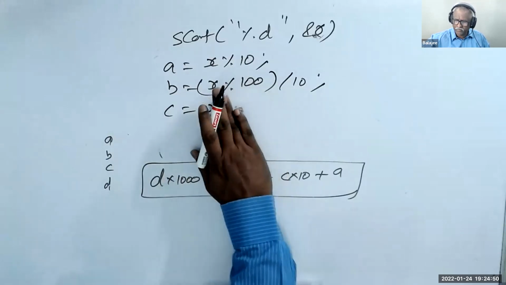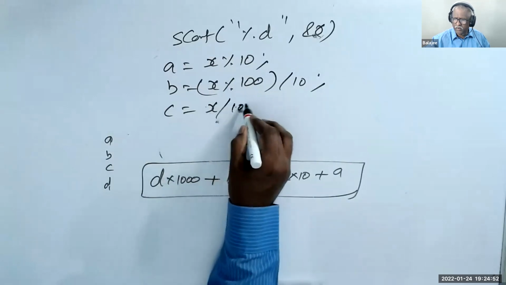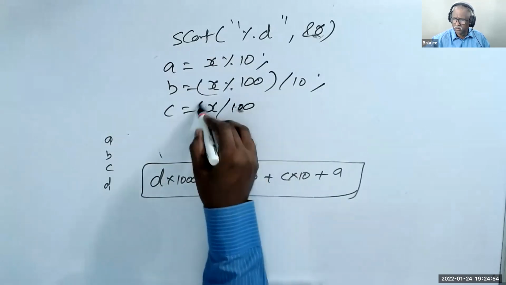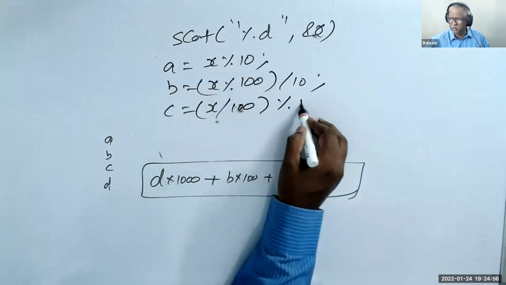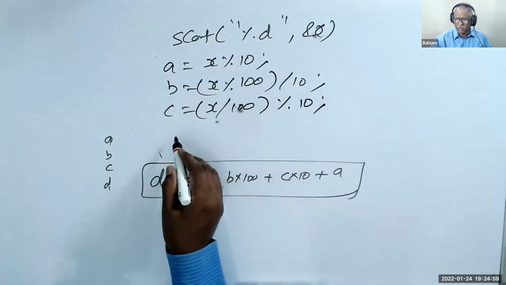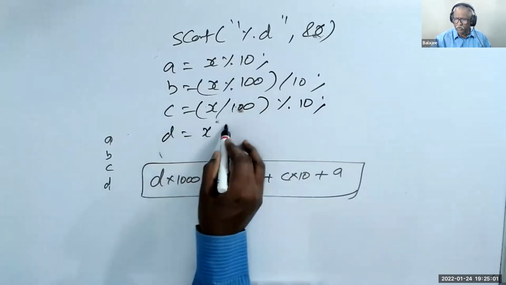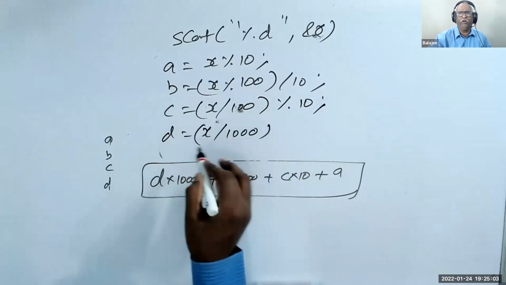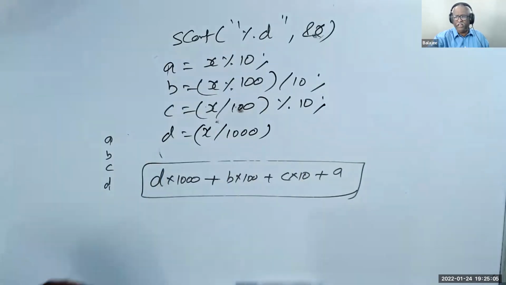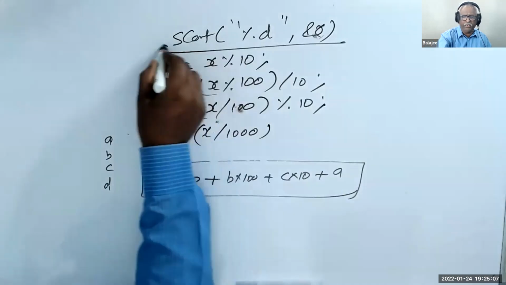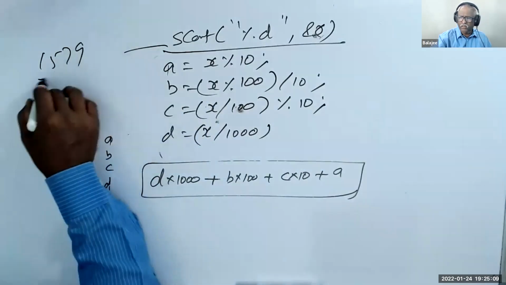X divided by 100 percentage 10. Then you will say D is equal to X divided by 1000. I mean, you got it. Now we got A, B, C, D. You enter any number here, 1593. This program will work.